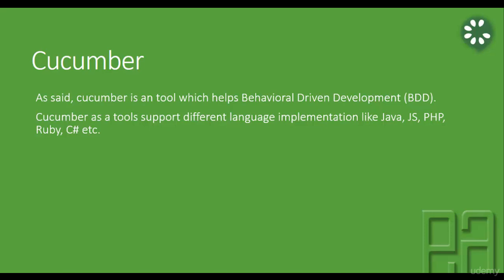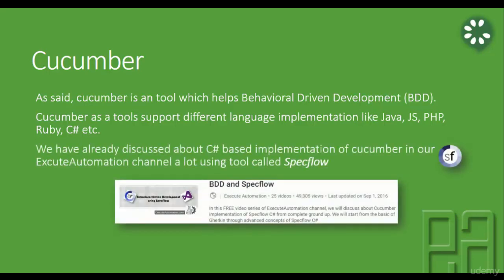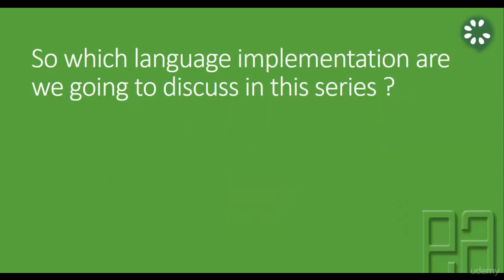And for the C# implementation, we have already discussed SpecFlow in much greater detail on our Execute Automation channel. This particular playlist has close to 25 videos related to SpecFlow, which is nothing but a Cucumber implementation of C#. So please go ahead and watch that video series for a clear understanding of how the Cucumber implementation of C# works in SpecFlow. So which language implementation are we going to discuss in this series then?